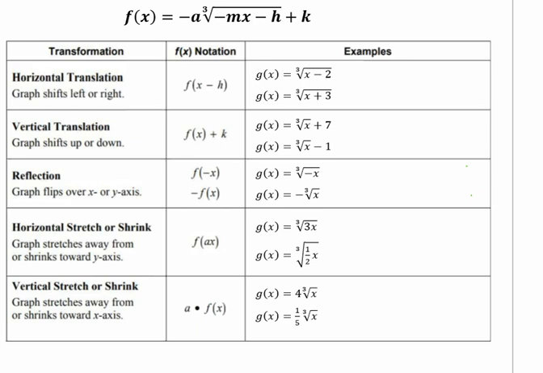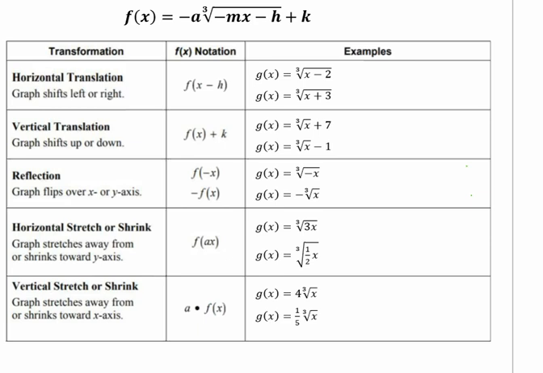In this video, we're going to be talking about how to determine the type of transformation of a cube root function. So in front of us here we have f of x equals negative a times the cube root of negative m times x minus h, plus k. So we're talking about each piece and what that means for the transformation.